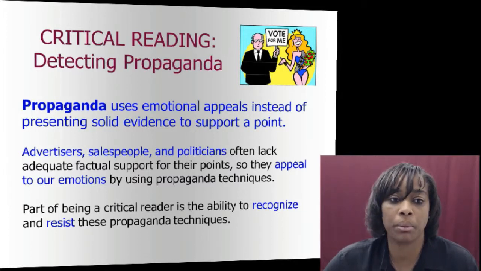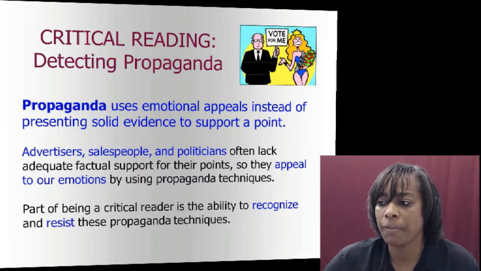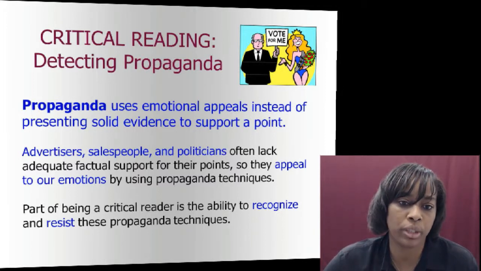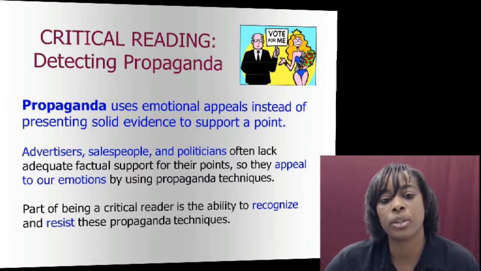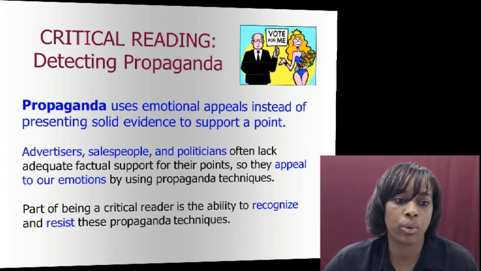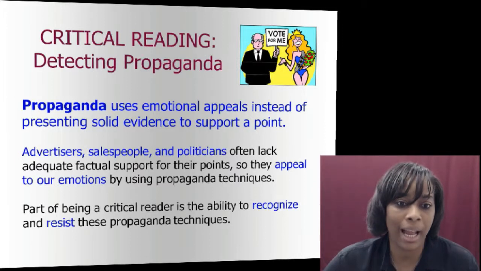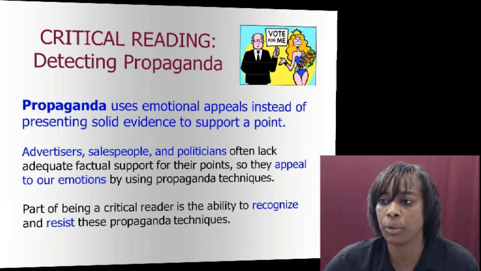Definitely, you probably hear it in the political realm a lot, okay? But advertisers and salesmen often lack the actual factual support, so what they do is try to appeal to our emotions, and they use propaganda techniques. So part of being a critical reader is your ability to recognize and resist these propaganda techniques. And the way you do that is you read critically, you try to see where they lack the support, where they lack the evidence, and you have to make the decision for yourself after you do all those things.